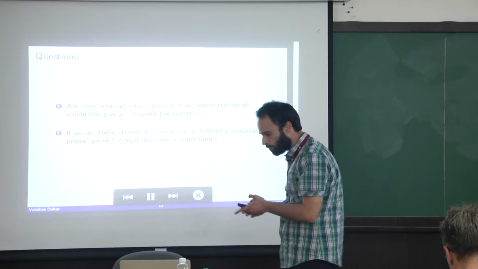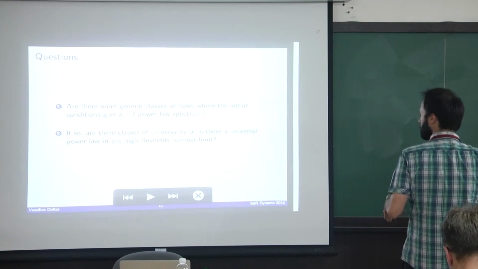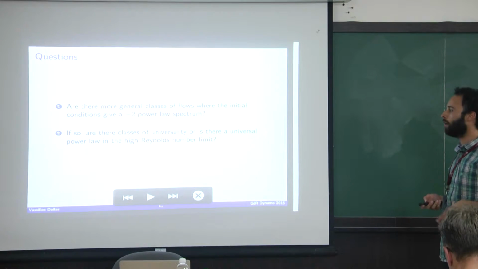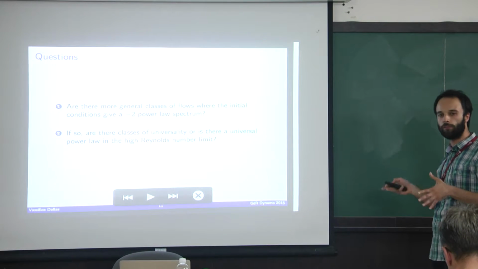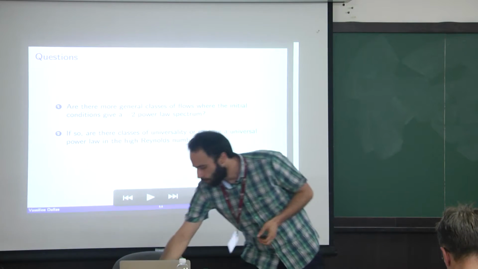So okay, now the questions that we asked are the following. Are there more general classes of flows where the initial conditions give a -2 power law spectrum? And if so, are there classes of universality, or is there a universal power law for the high Reynolds number limit? So I will try to address this question.